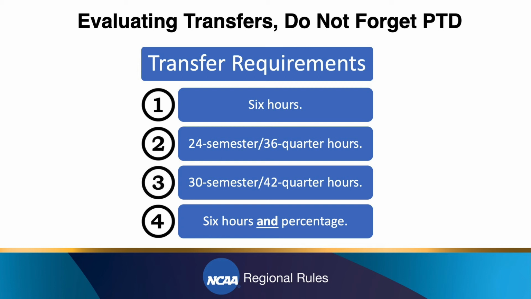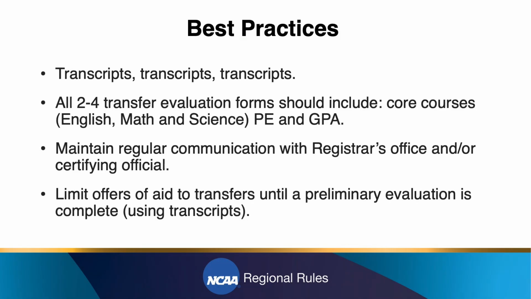The requirements differ based on the number of full-time terms a student athlete has completed. When evaluating transfer student athletes, transcripts are extremely important. As you can see, it is written multiple times. Preferably, official transcripts should be utilized when evaluating those student athletes. All 2-4 transfer evaluation forms should include core courses, physical activity credits, and the transfer GPA.